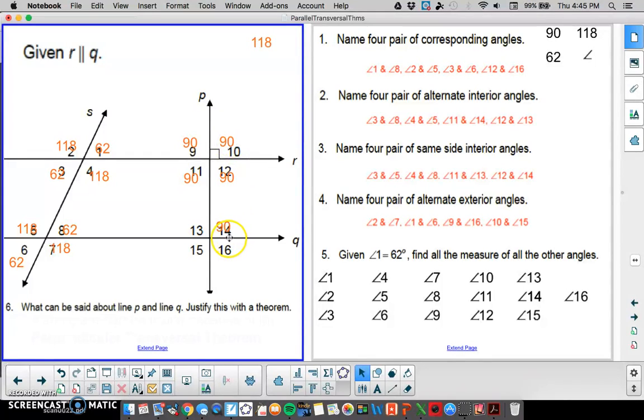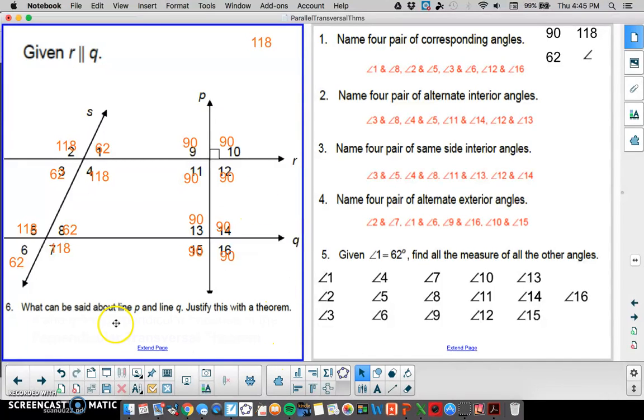But then 10 and 14 are corresponding, so those will be congruent. 16 will be congruent to 12, to all the other ones. Notice when we have perpendicular lines across that set of parallel lines, they're actually all 90 degrees.